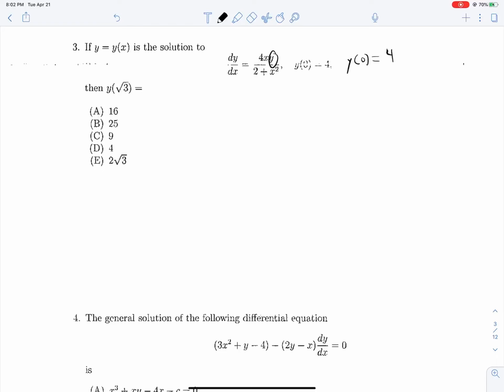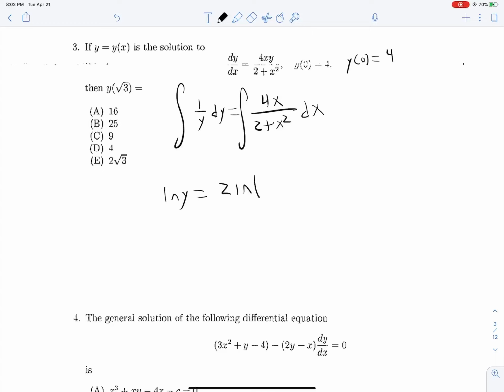If you take a look, if we divide this side by y, we're left with our right side as a function of x and our left side as a function of y if we multiply our dx over. So 1 over y dy is equal to 4x over 2 plus x squared dx. And so taking the integral of both sides, we'll see that ln y is equal to, I believe this will be 2 ln 2 plus x squared, right? Yeah, that looks good to me, plus c.